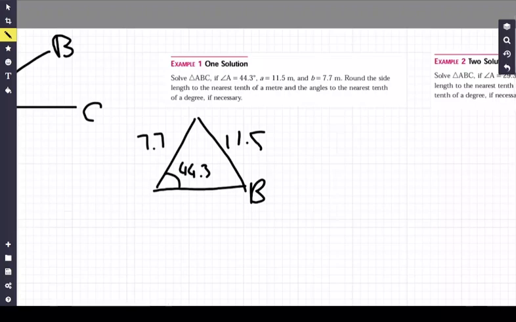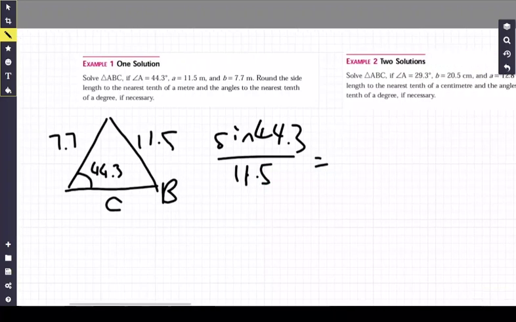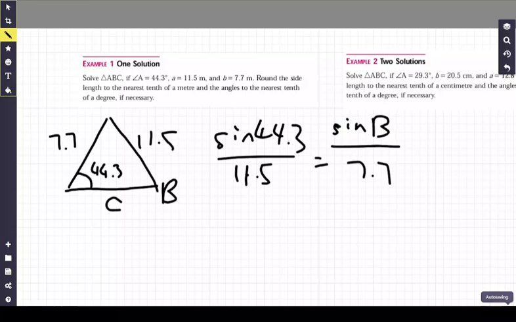Okay, so I guess they're asking us to solve the triangle. First, let's go ahead and get the other side, side C. How do we get side C? Well, we can use sine law, right? So sine 44.3 over 11.5 is equal to sine B over 7.7. So we're trying to find angle B.